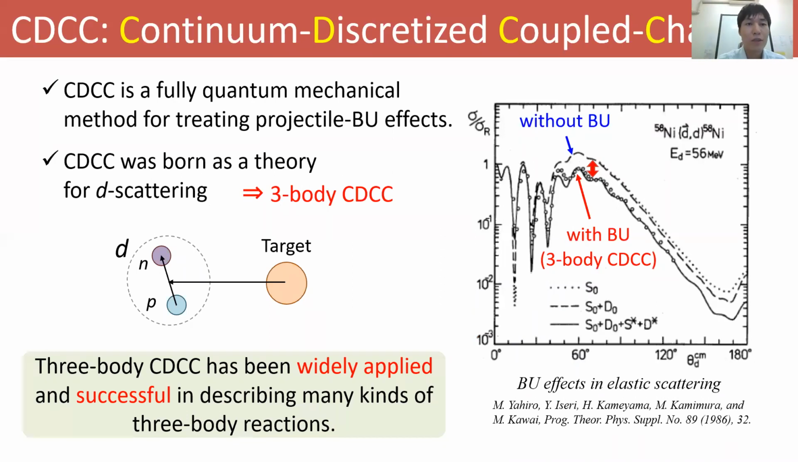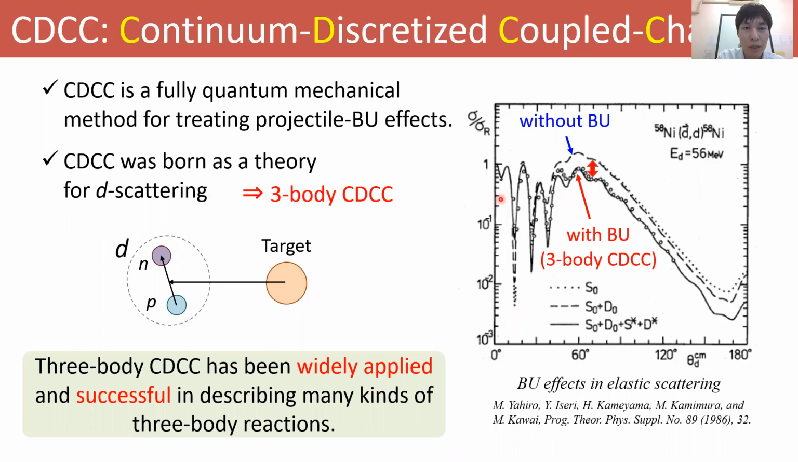Okay, I will start with CDCC. As you may know, the CDCC is a fully quantum mechanical method for treating projectile breakup effects. Originally, CDCC was born as a theory for deuteron scattering. Now, it's called three-body CDCC. In three-body CDCC, the total system is assumed to be a neutron, proton, and target three-body model.